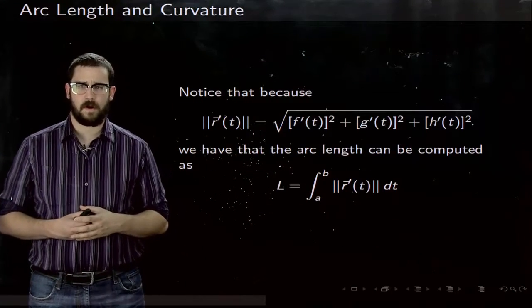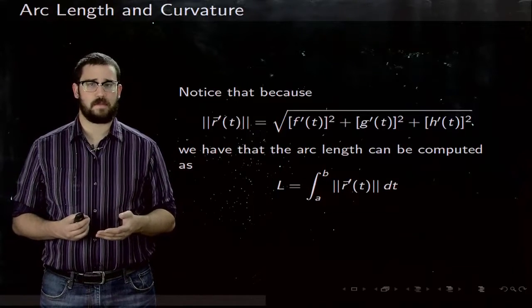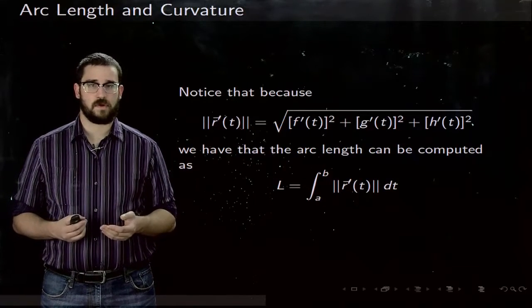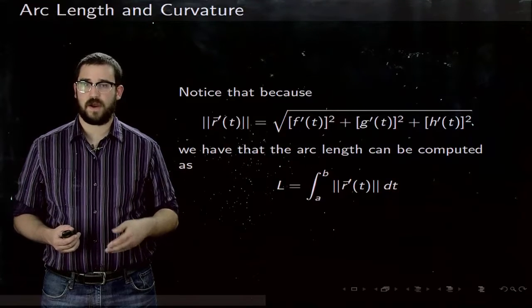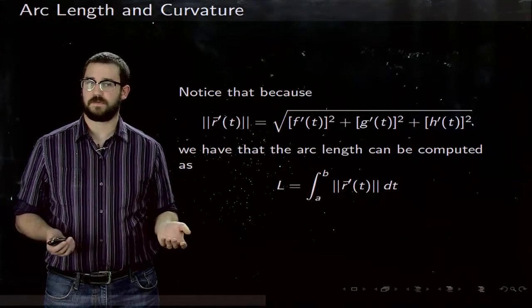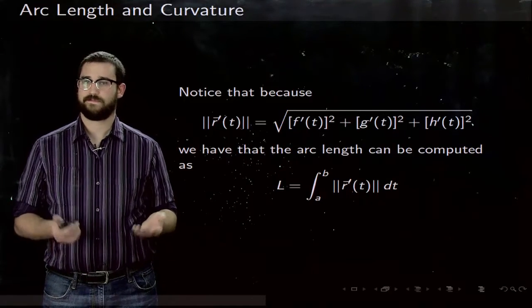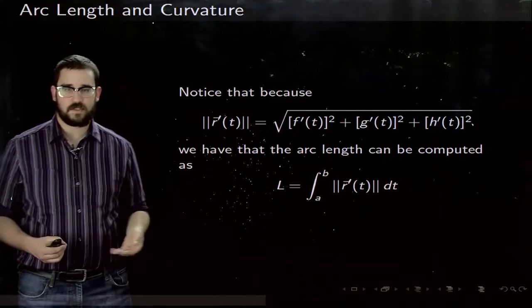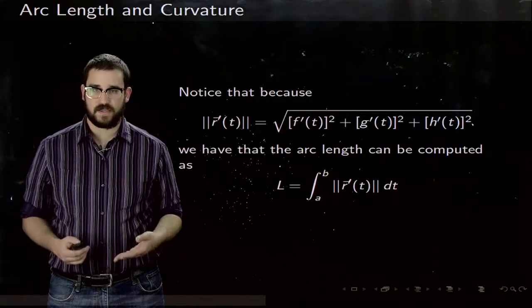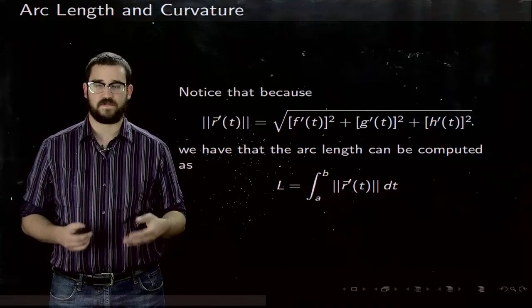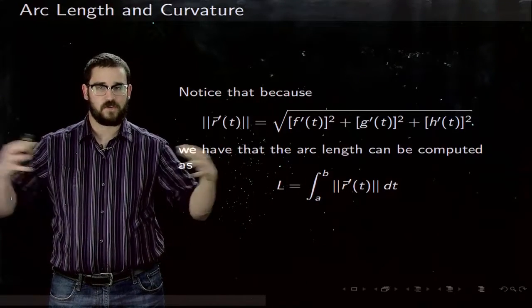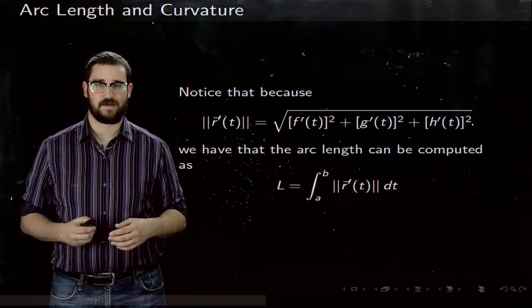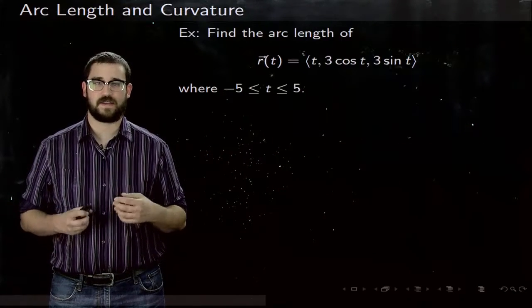Now, if you remember, the magnitude of r prime of t is just the square root of f prime of t squared plus g prime of t squared plus h prime of t squared. So the arc length can just be computed as the integral from a to b of the magnitude of r prime of t dt. Hopefully all these connections are starting to come together. So let's look at an example.